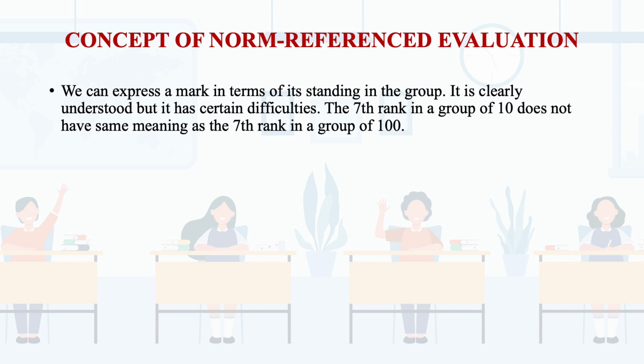But many a time, certain difficulties are also there with norm referenced evaluation. Let's say in one group 10 students are there, and in another group 100 students are there. Here the 7th rank in a group of 10 students and the 7th rank in a group of 100 students, if you find out their ability and their performance, though in both groups it is the 7th rank, so far as ability is concerned, really it is not the same 7th rank.